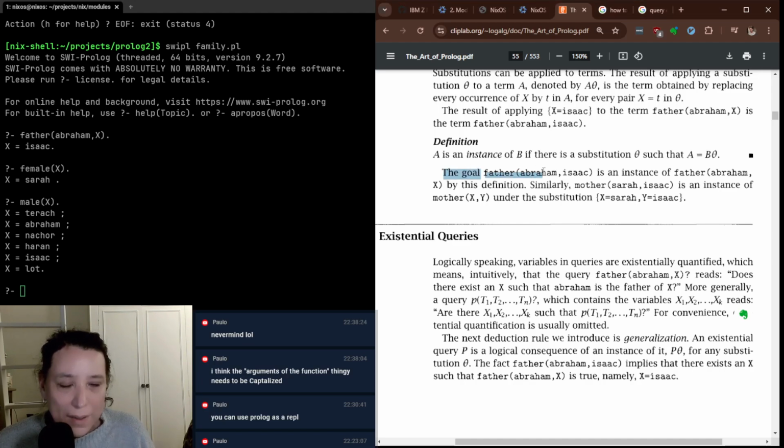The goal father(Abraham, Isaac) is an instance of father(Abraham, X) by this definition. Similarly, mother(Sarah, Isaac) is an instance of mother(X, Y) under the substitution X = Sarah, Y = Isaac. So yeah, there exists a substitution for which you can make this true.